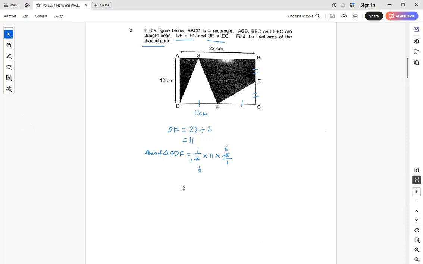Next, let's find the other triangle, which is over here. DF and FC are the same, so FC is also 11 cm. To find EC, same thing, BE and EC are equal. So to find EC, you simply take the height here, which is 12, and divide by 2. We will get 6 cm. Same thing now, I just find the area of the second triangle. I'll label it area of triangle FCE.